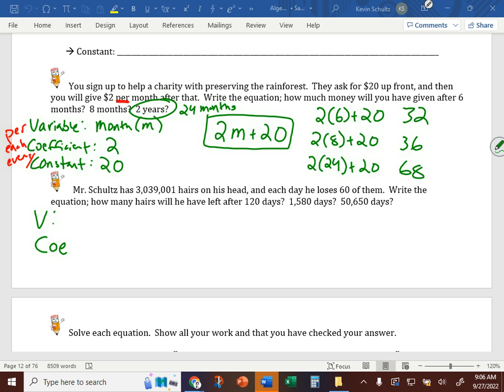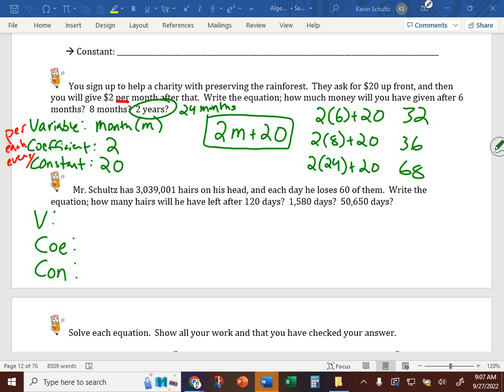Variable, coefficient, constants. What do we got here? What's the expression going to look like? What changes? What is directly attached to that change? What's the rate of change to talk about slope? Bring that word back. And then what's the constant? What's unaffected by what happens?